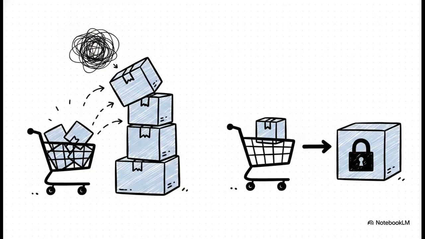Let's compare the before and after. Before optimization, pending orders did not consistently reduce sellable stock. That meant the exact same unit could appear available to multiple buyers simultaneously.